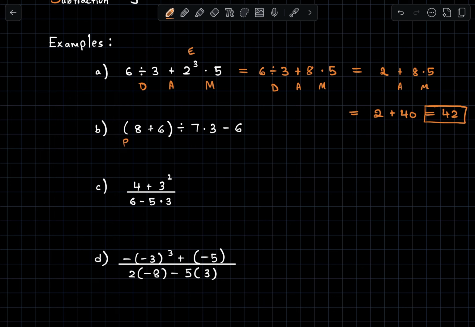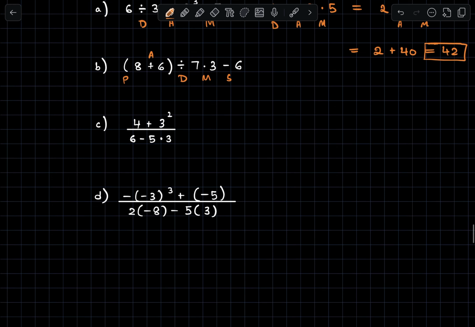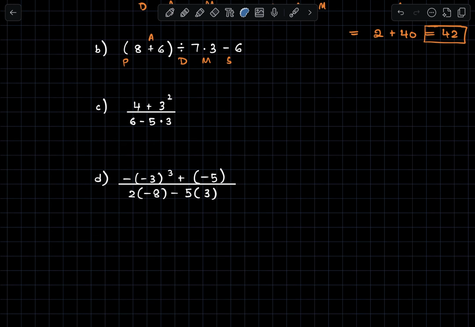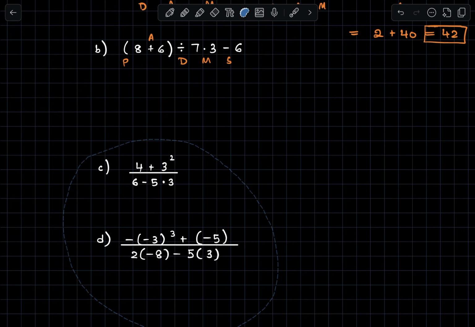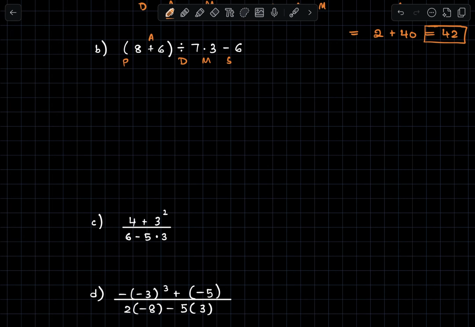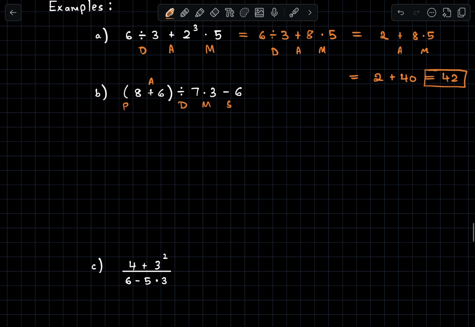Parentheses comes first. Inside the parentheses, we just have an addition. Then when we go back outside, we've got a division, we've got a multiplication, and we've got a subtraction to consider. I'm just going to give myself a little bit more room over here. And we're going to dive into this. So we're going to look at the parentheses first.